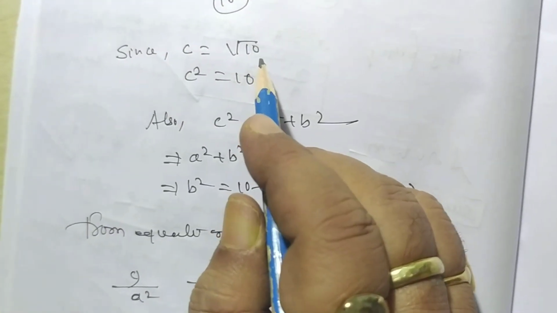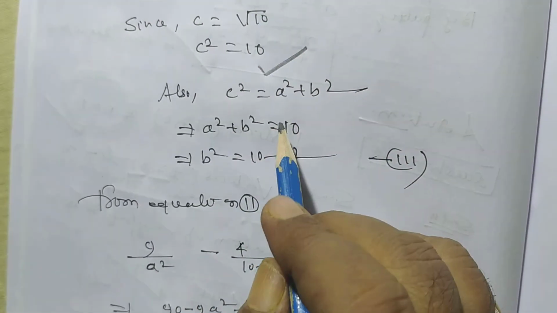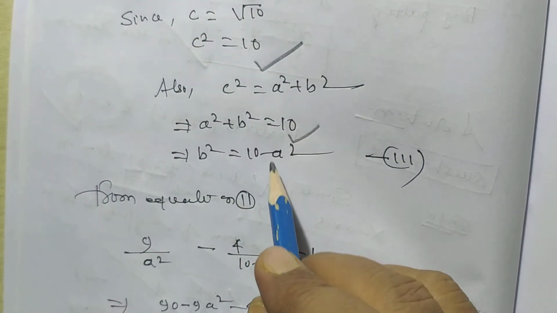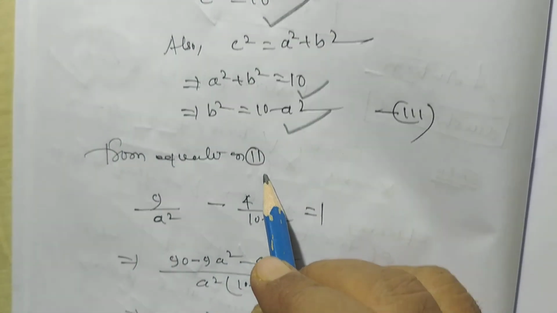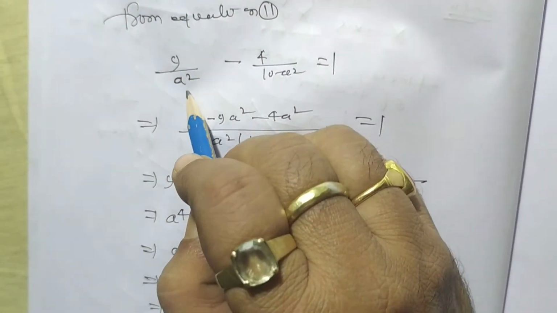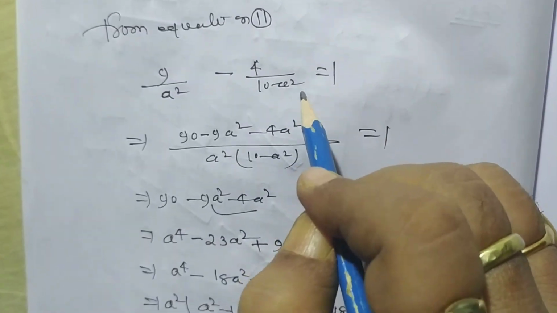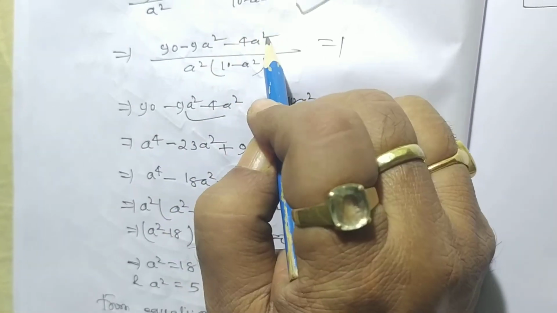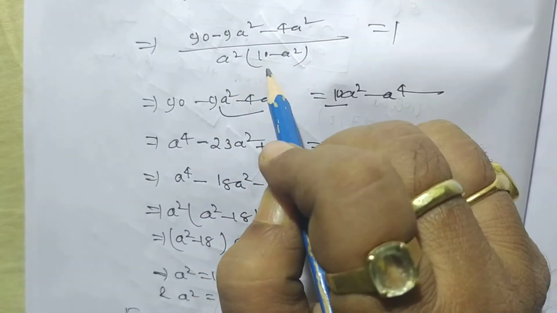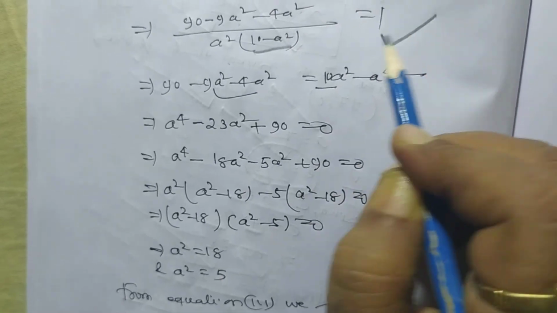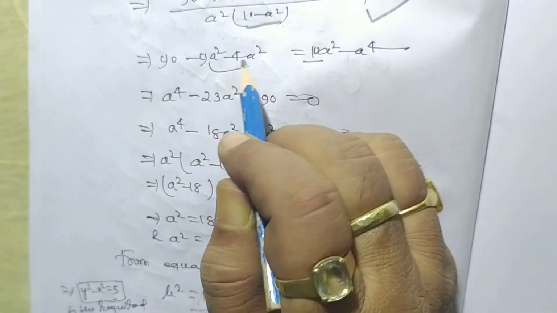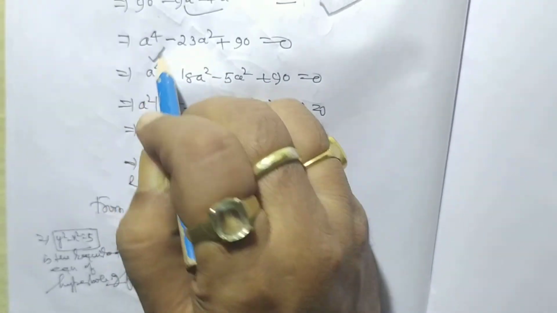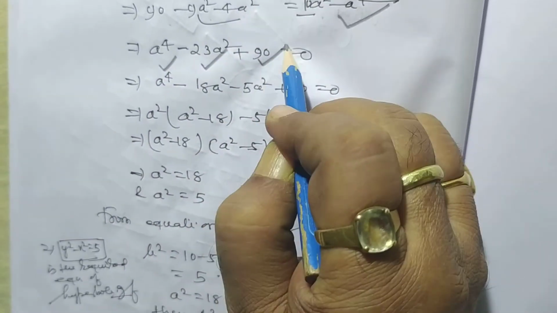Now c is equal to root 10. C square is equal to 10. C square is equal to a square plus b square. So a square plus b square is equal to 10. So b square is equal to 10 minus a square. From equation second we have 9 by a square minus 4 by 10 minus a square is equal to 1. And it will be 90 minus 9a square minus 4a square divided by a square within the bracket 10 minus a square is equal to 1. And it is 90 minus 9a square minus 4a square is equal to 10a square minus a to the power 4. And it is a to the power 4 minus 23a square plus 90 is equal to 0.